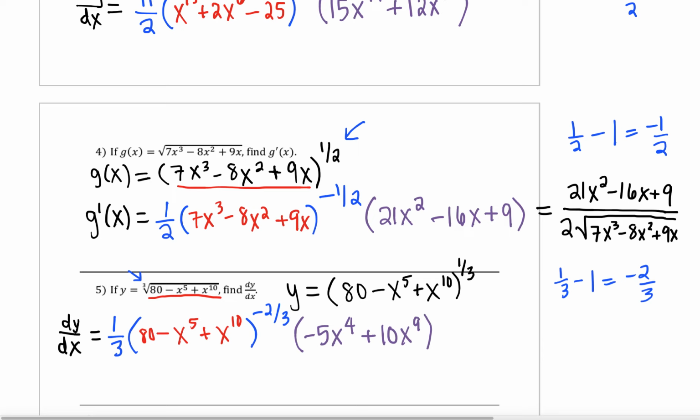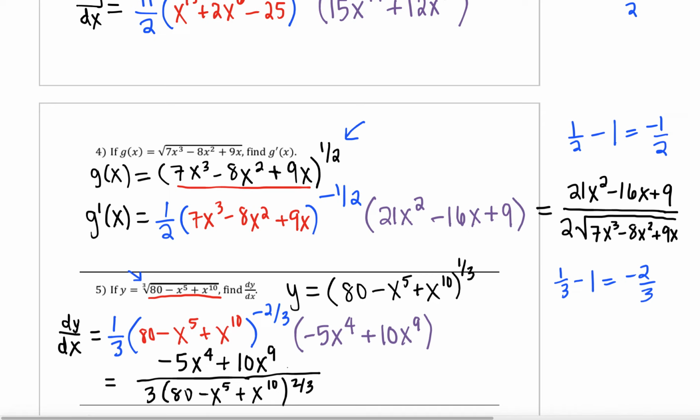And just like in the last example, we can do a little bit of rewriting this to get rid of the negative exponent. So if I were to rewrite this, I'd end up with the 3 in the denominator, since I do have the 1/3 coefficient. I'd get the 80 minus x to the 5th plus x to the 10th. All of that would now be to the positive 2/3 power. Since I've moved that piece down to the denominator, the exponent becomes positive. And in our numerator, I have negative 5x to the 4th plus 10x to the 9th.